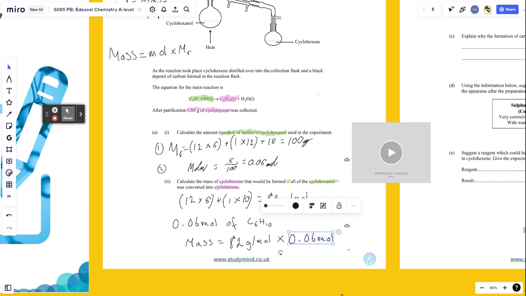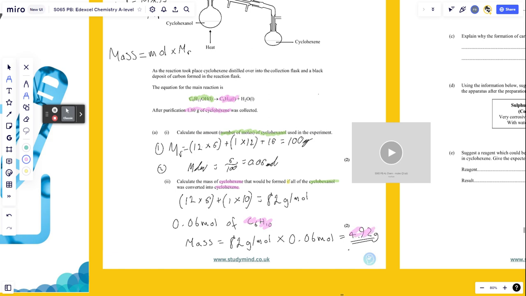Okay, we should hopefully find that it's quite a bit more than 1.8. So let's find out what it is. That ends up being 4.92 grams. So again, this is the mass of cyclohexene if all the cyclohexanol reacted.